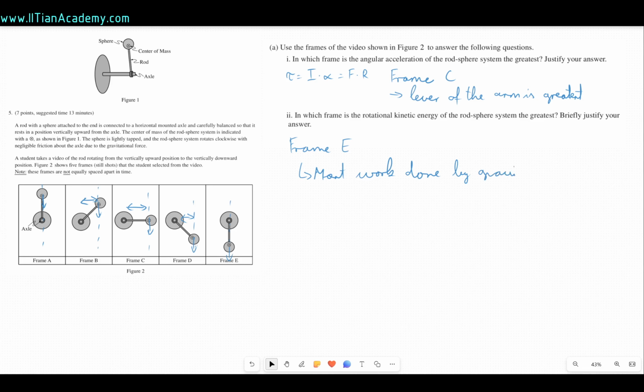As we can see that throughout these 5 frames, it is always accelerating. So as it goes lower and lower, it's always accelerating all the way up until this point, and then afterwards it would start decelerating again.